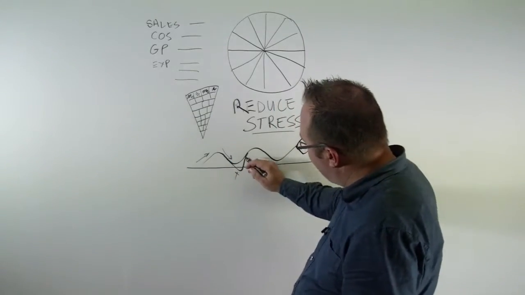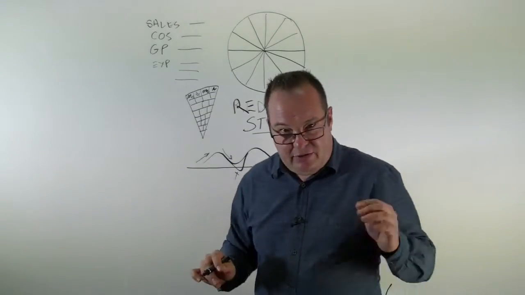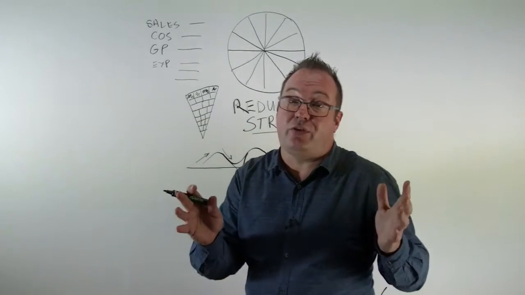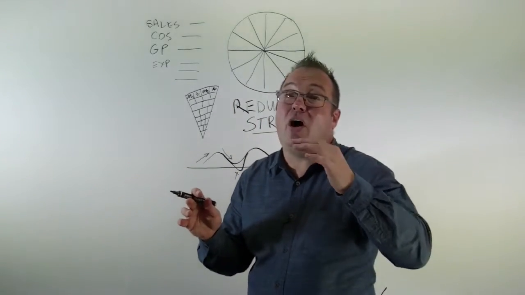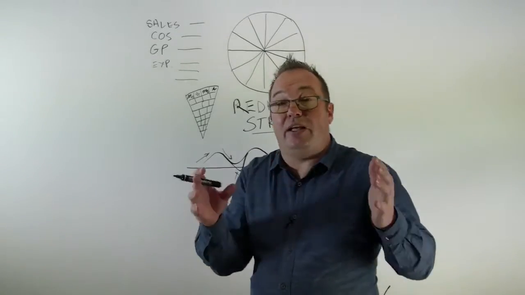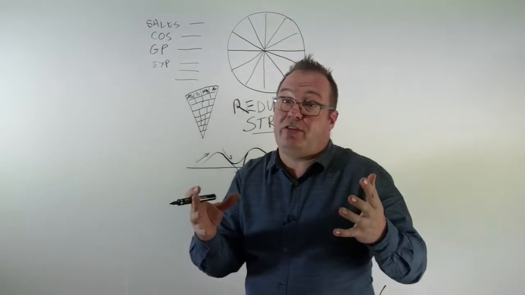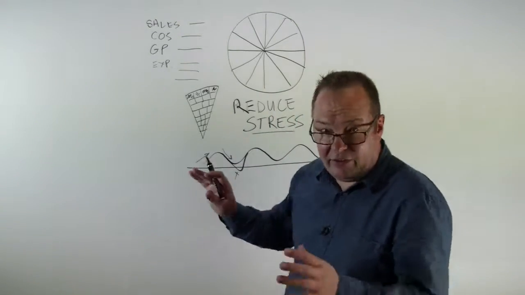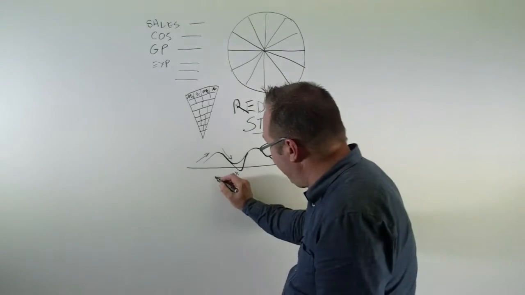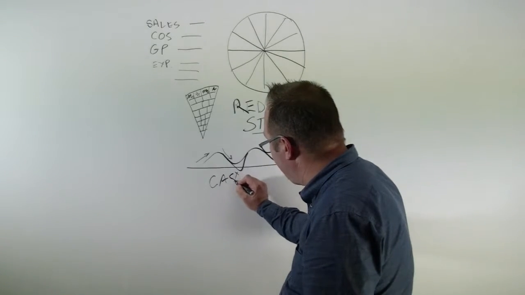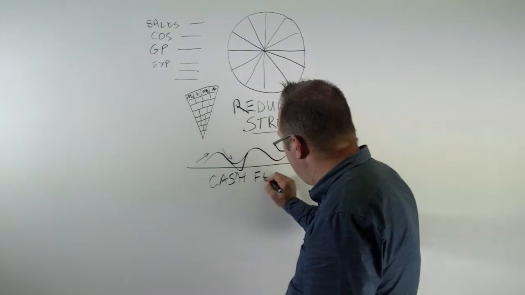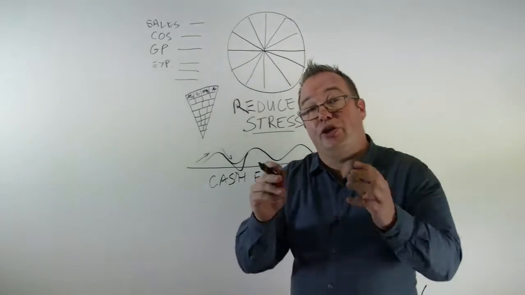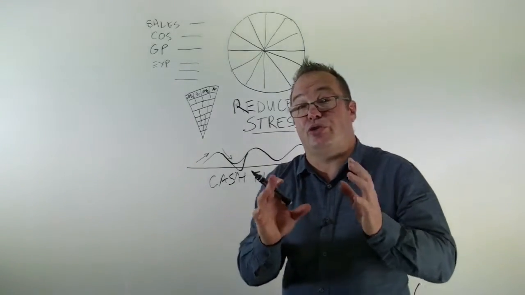If you could stretch that out a little bit, the lows would be less low and therefore less stressful, and the highs, they mightn't be so high, but you might even out the process so that you don't have as much stress. Well, with the next part of the tenXcel system, we deal with exactly that problem, which is cash flow. Because when you can control your cash flow, you can reduce your stress.